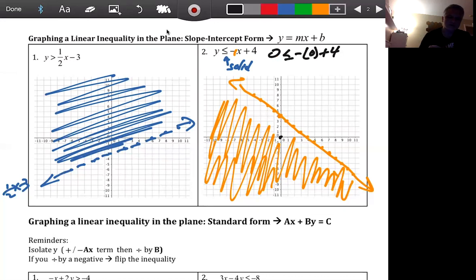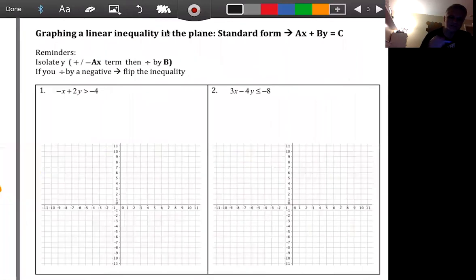So 0 is less than or equal to negative 0 plus 4. So that comes out to 0 is less than or equal to 4. Is that true? It is. So because it's true, that point is a solution. That means that we shaded the right region. If you had found that that's not true, then that's a good indication that we probably should have shaded the other region. But it was true, we're in good shape.